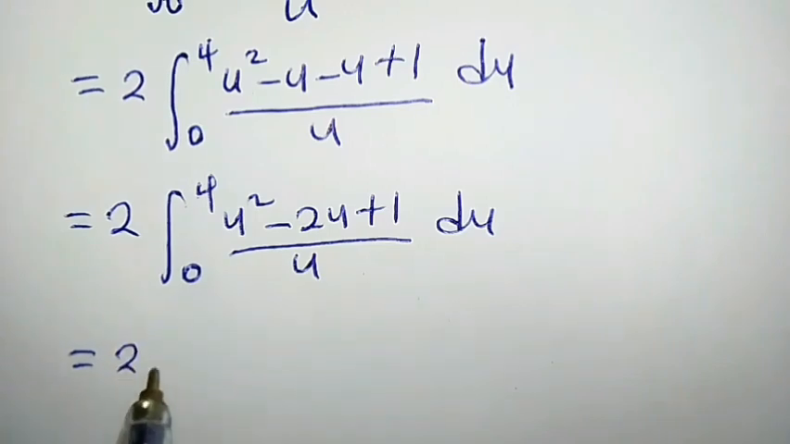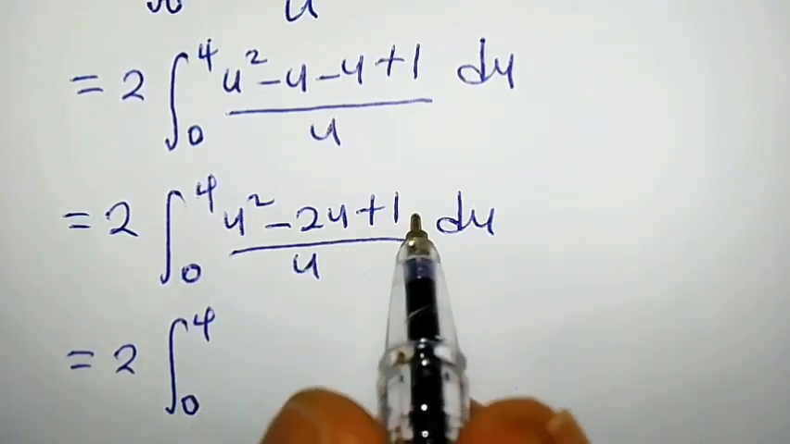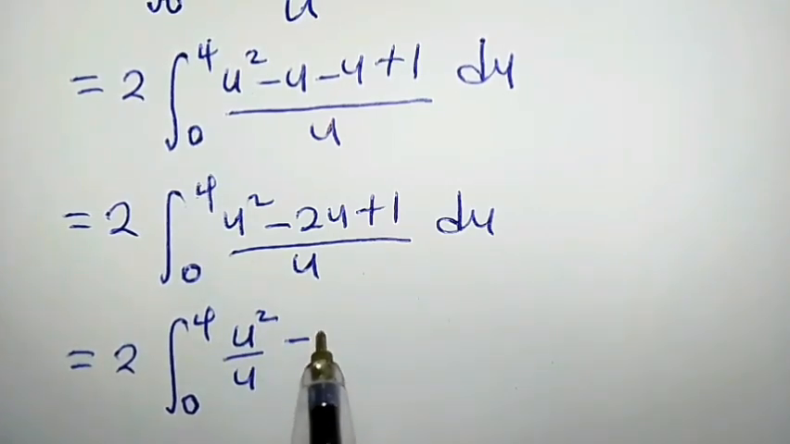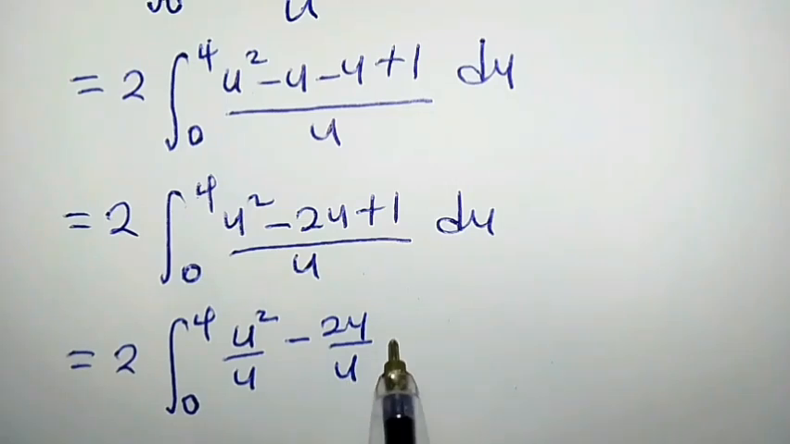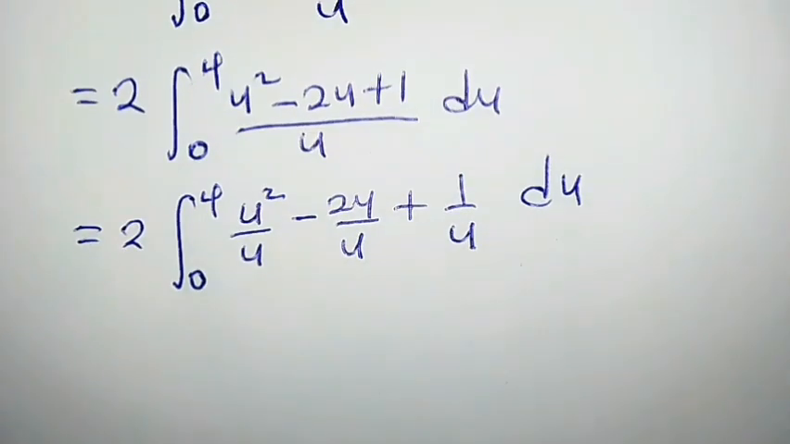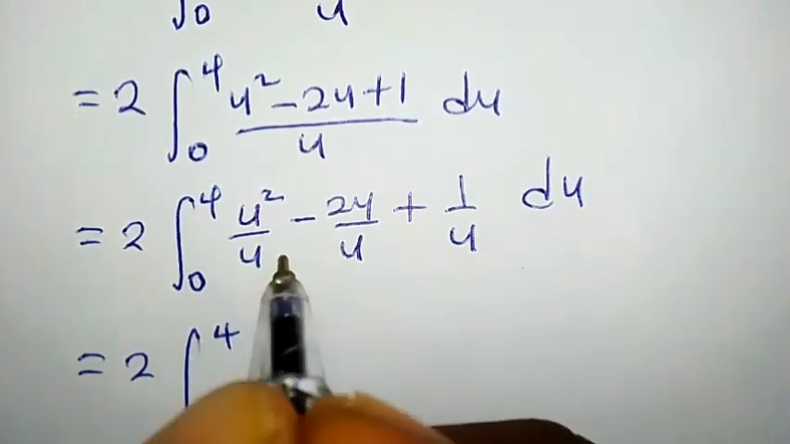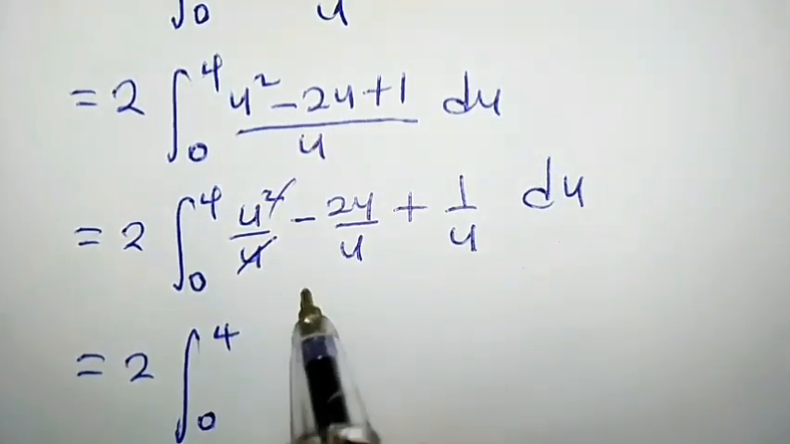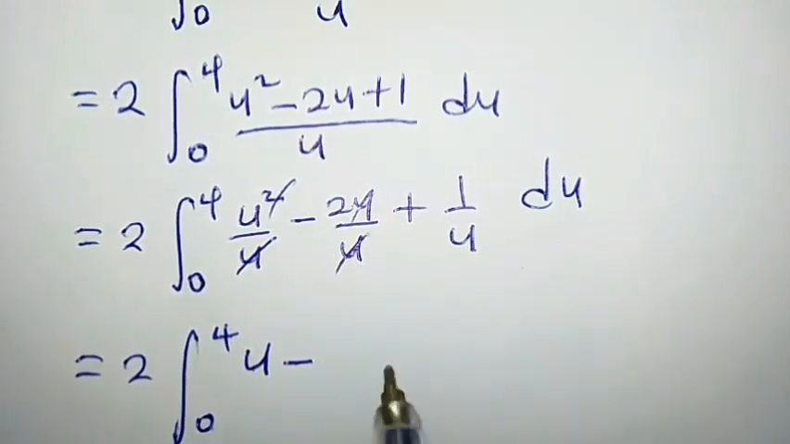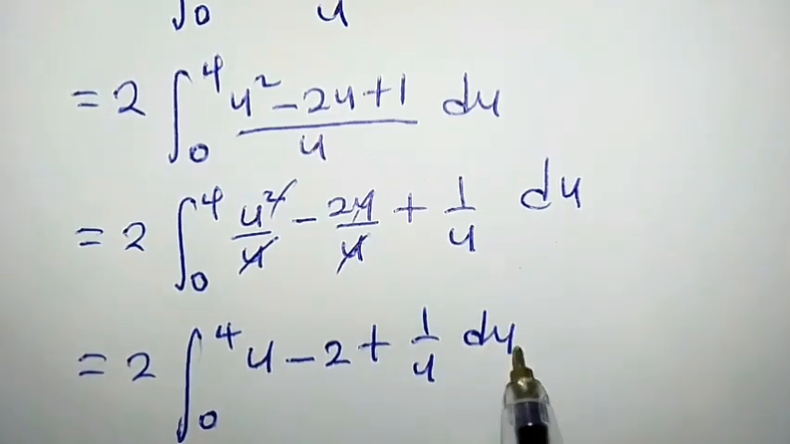This is equal to 2 times integral from 0 to 4. Dividing each of these terms by u, we are going to have u square over u minus 2u over u plus 1 over u times du. Let's proceed further. This is equal to 2 times integral from 0 to 4. Clearly, this u takes care of this power. We are left with u minus 2. u cancels u. We are left with 2 plus 1 over u du.